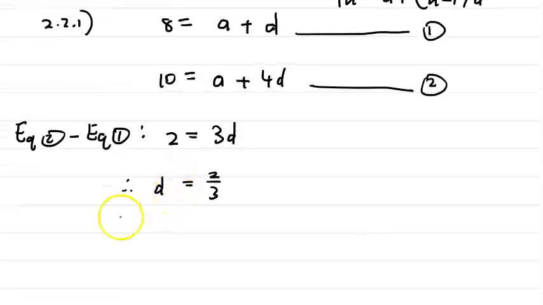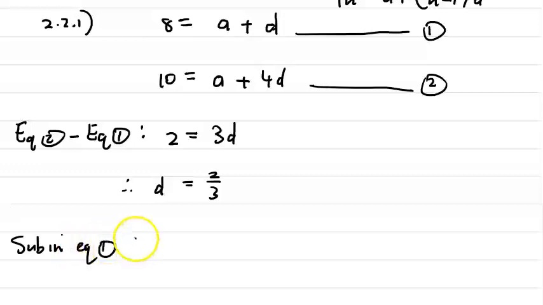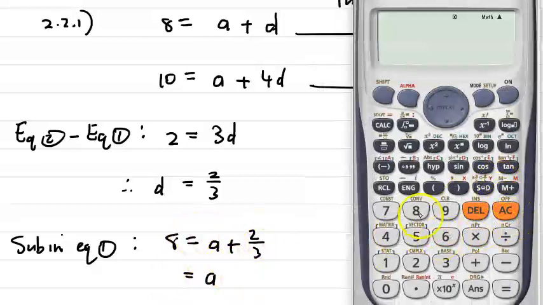So we'll substitute in equation 1 or 2. Let's substitute in equation 1. And by doing that, we'll get 8 equals A plus 2 over 3. And we'll get A equals 8 minus 2 over 3. Let's do that again.